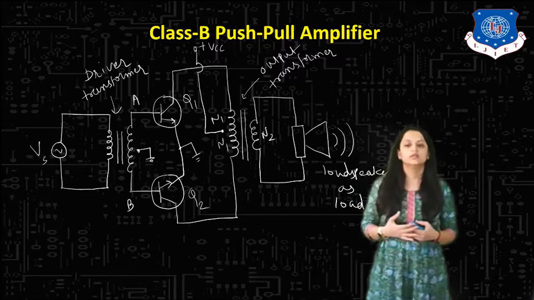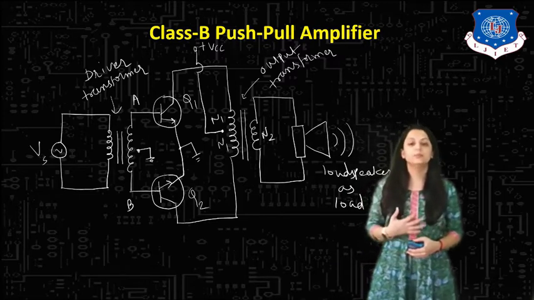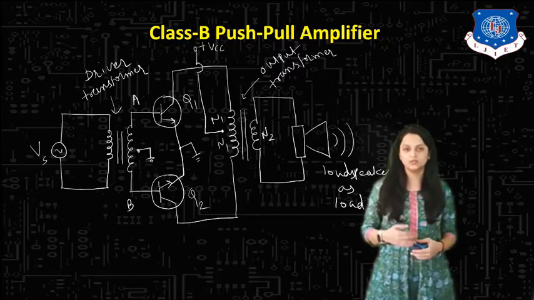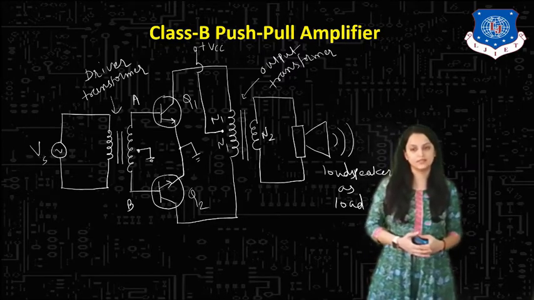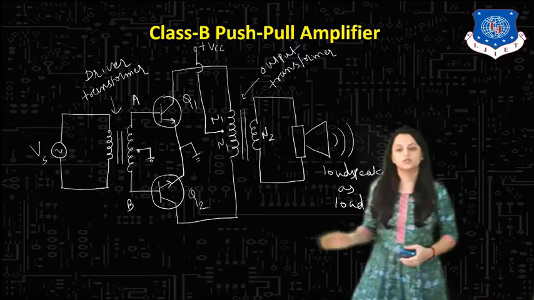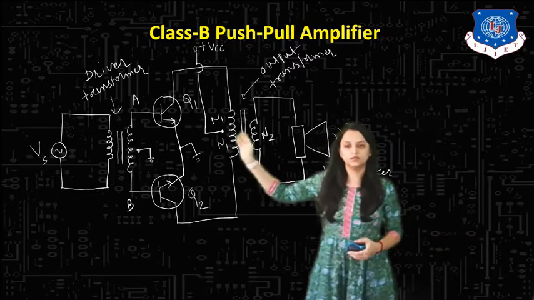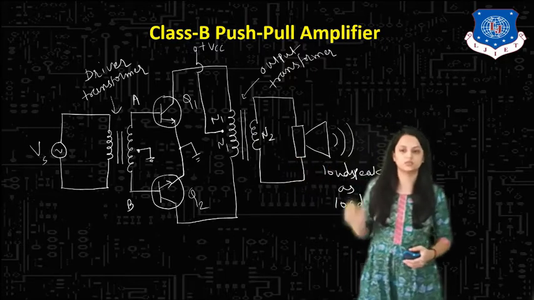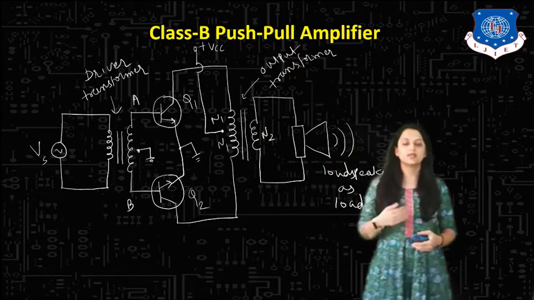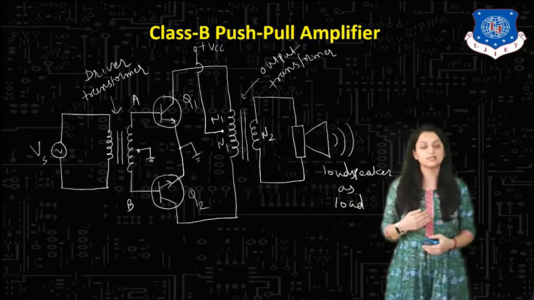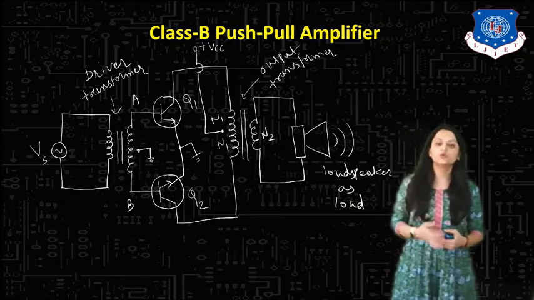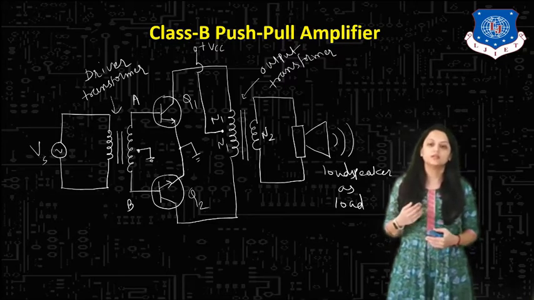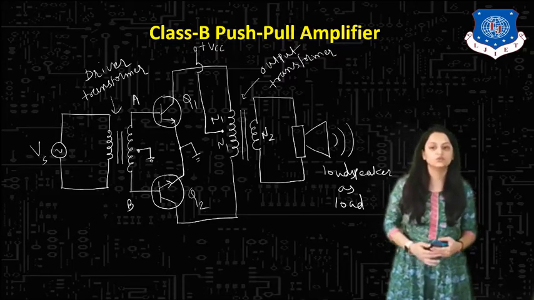Now, let us see the Class B push-pull amplifier. In this diagram, the Class B push-pull amplifier is indicated. First, this is the driver transformer, this is the output transformer, and this is the loudspeaker. Same way as we have seen for the Class A push-pull amplifier, there are two transistors used for push-pull mode operation, transistor Q1 and transistor Q2.